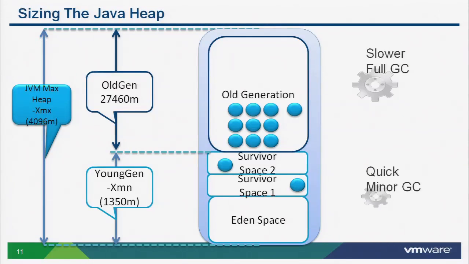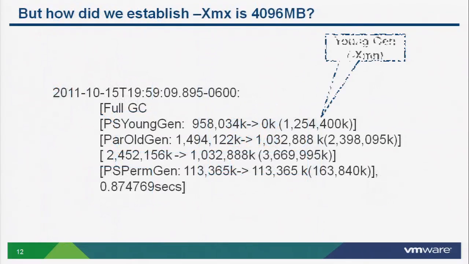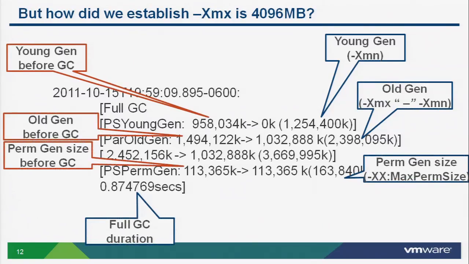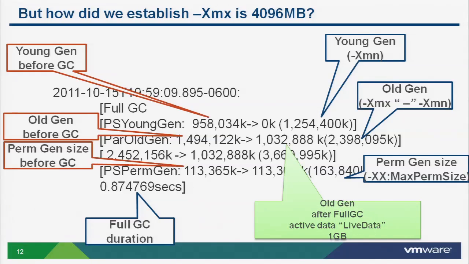Okay, so how do we know, some of the questions we asked when we look at a log file? How do we know that 4 gig is right for us? How do we know it's not 2 gig? So through testing, what we want to establish is what we call the active live data that's inside the old generation. So in here, these are the numbers before a GC, and these are the numbers after a GC. And what I want to get to is this number here.